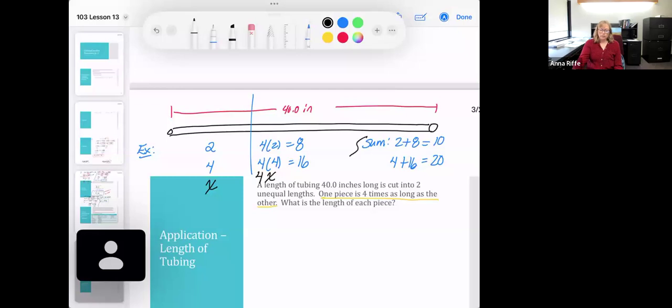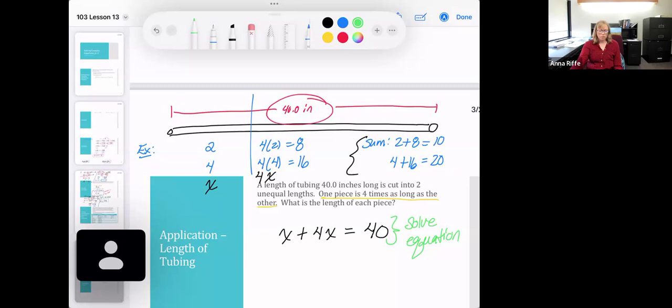We're told by this last bit of information that if I were to add the shorter piece and the longer piece, or my representations of those, my goal is I want a length of 40 because my tubing is 40 inches long. So we have an equation now. We can solve the equation for x, and that will allow us to answer the problem.